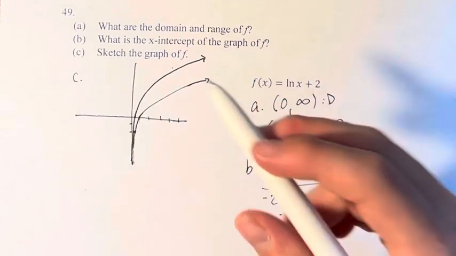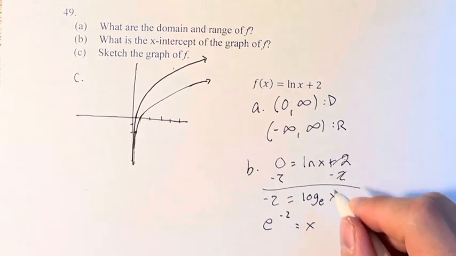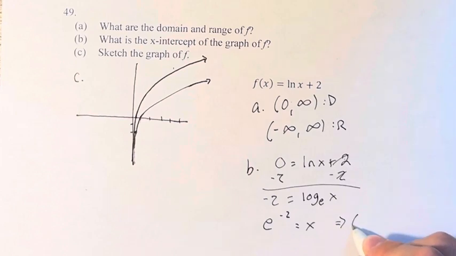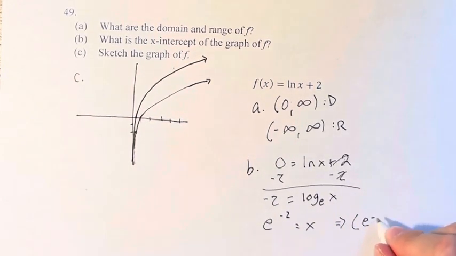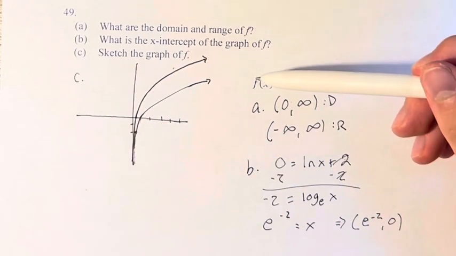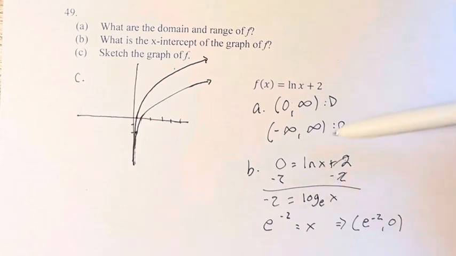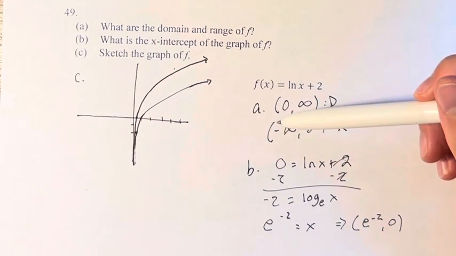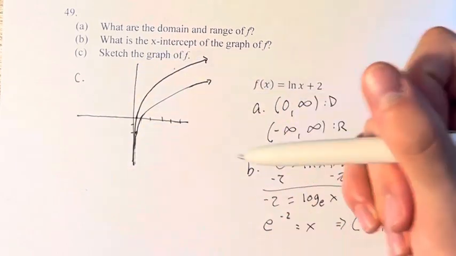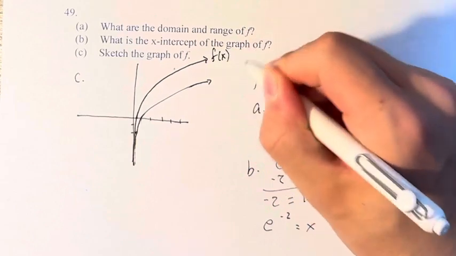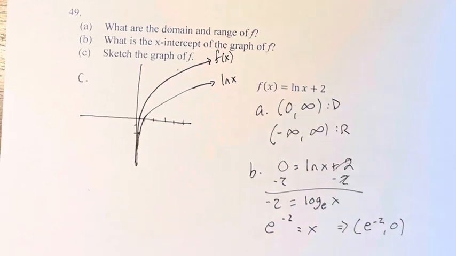So therefore, the x-intercept of the graph is x value, e to the negative 2, y value, 0. So for this function, f of x equals ln of x plus 2, the domain is from 0 to infinity, the range is from negative infinity to infinity, the x-intercept is e to the negative 2, 0, and this is the graph of the function, f of x, along with the basic natural log.